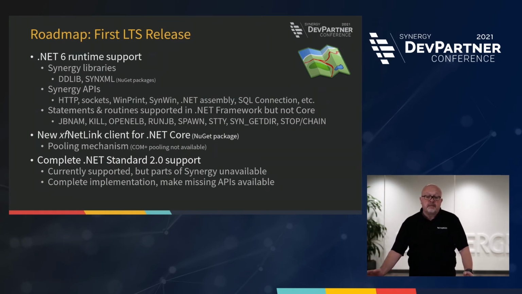And we're also going to be completing our support for .NET Standard 2.0. We can support .NET Standard 2.0 by creating a class library, for example, but parts of Synergy are just not available when you do that. We want to complete that so that when you create a .NET Standard 2.0 library, the whole of Synergy is available to you, like it would be if you selected a .NET Framework assembly.